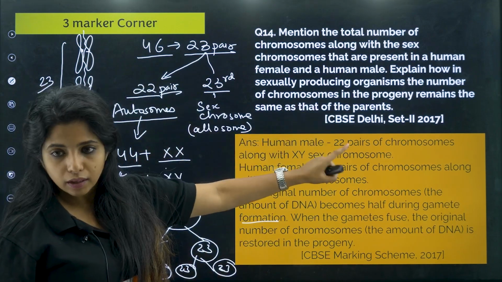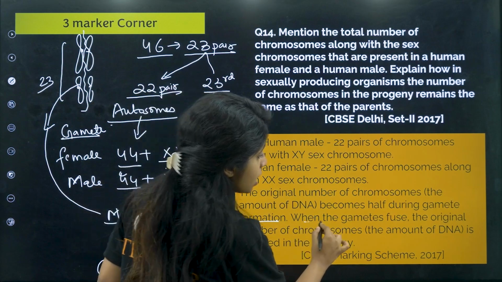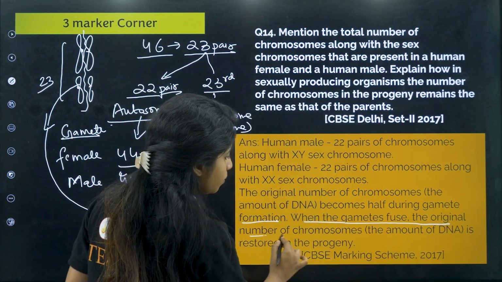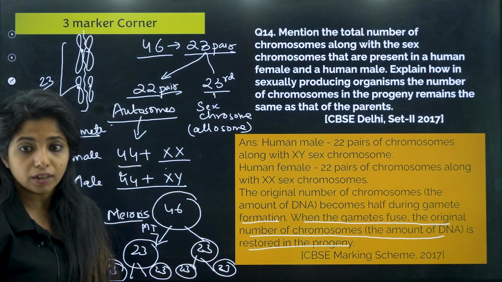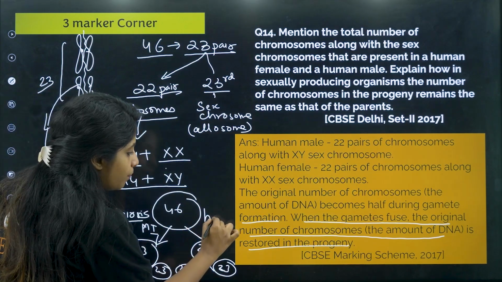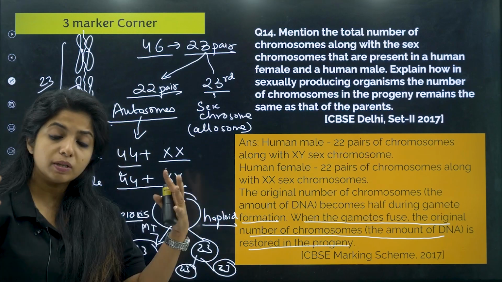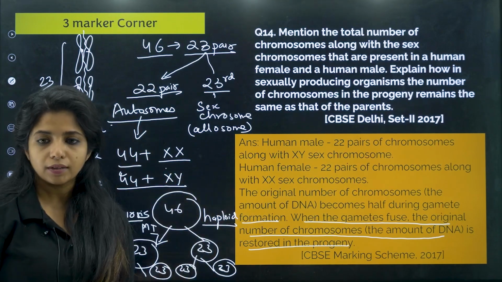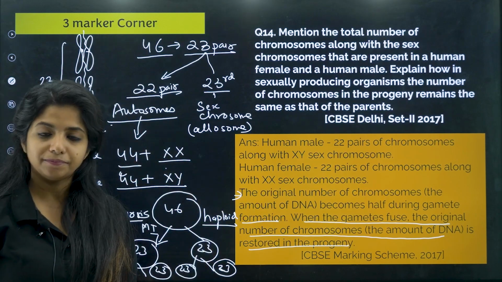Okay, how it is possible, they are explaining that. The original number of chromosomes becomes half during gamete formation. When the gametes fuse, the original number of chromosomes is restored in the progeny. So you can say that gametes are haploid. They have half the number of chromosomes. The zygote which is formed will become diploid when half and half come together. This is how you can frame the answer. Put it in points and write the answer, please.